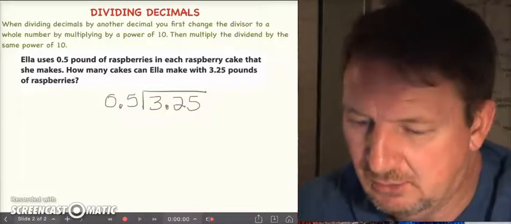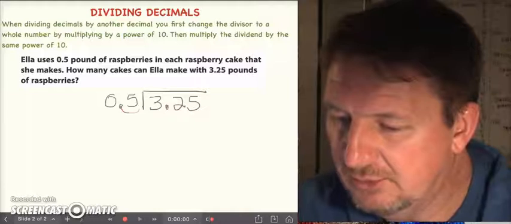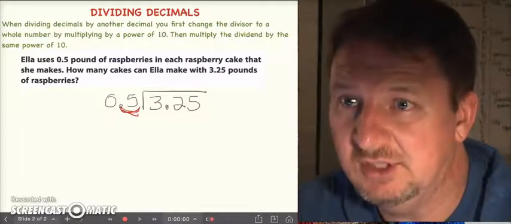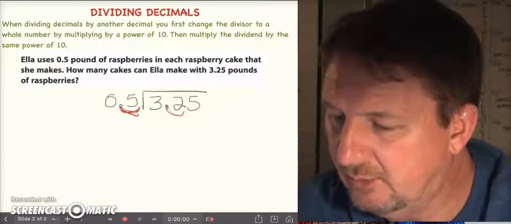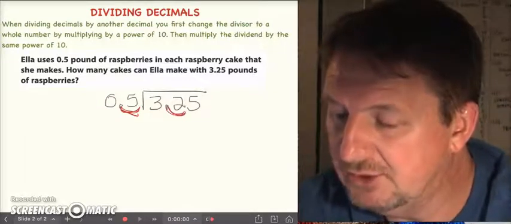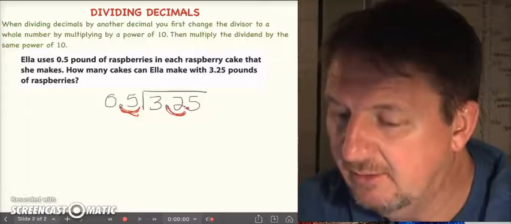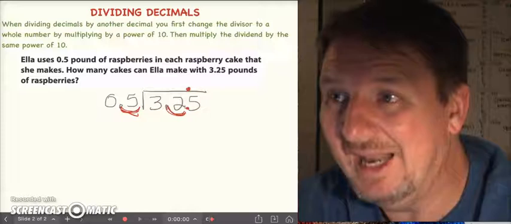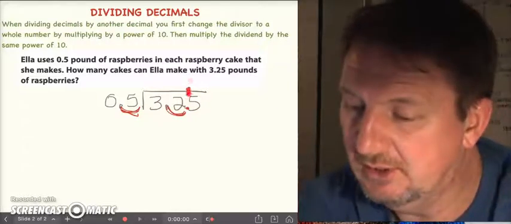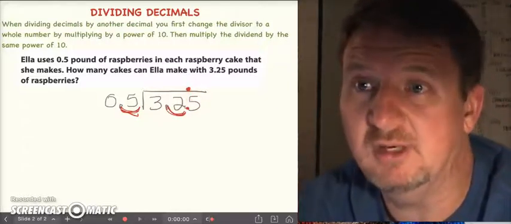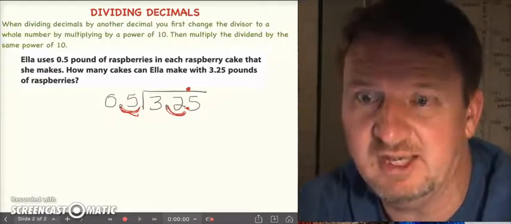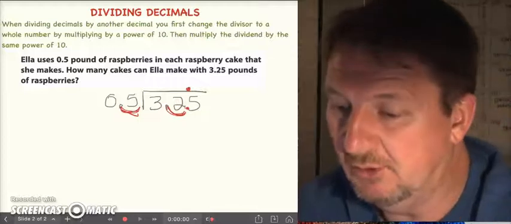Okay, so we multiply 0.5 times 10, and that moves the decimal one place to the right. And then we multiply 3.25 by 10, and that moves the decimal one place to the right. Now I can go ahead and move the decimal up to the quotient, because now I'm ready to divide. I have a whole number here. I'm just dividing by 5 at this point, not 0.5 but 5. All right, so let's go ahead and divide.